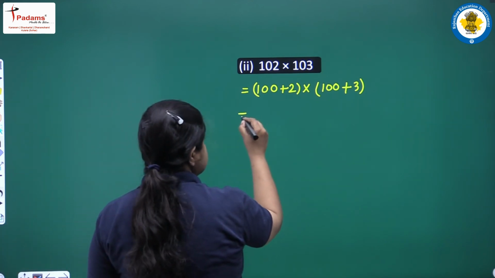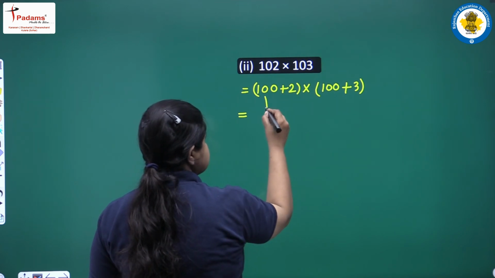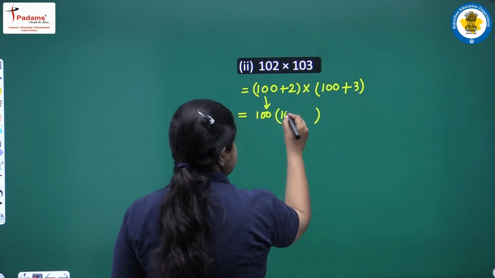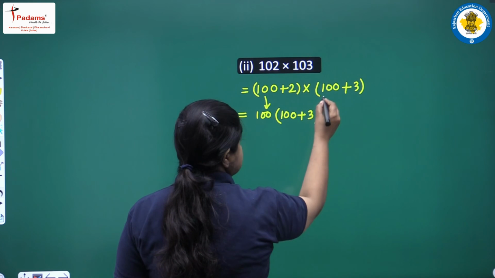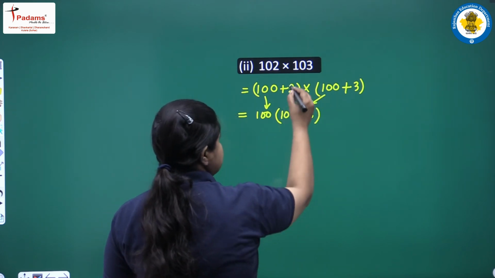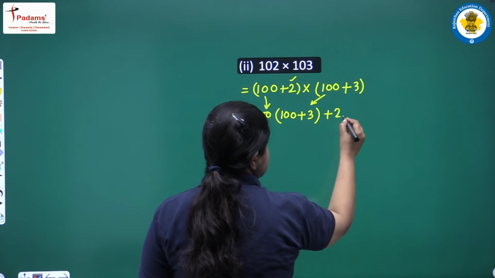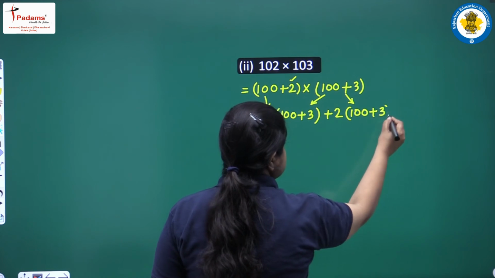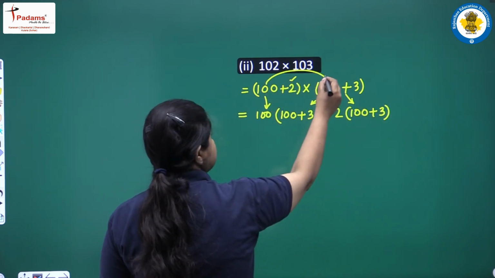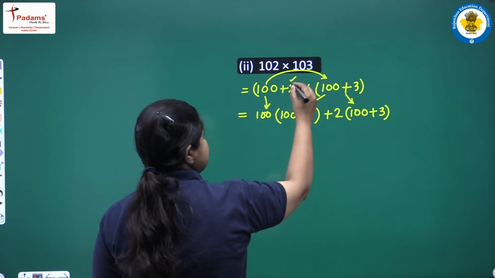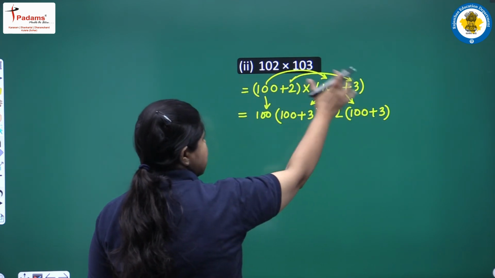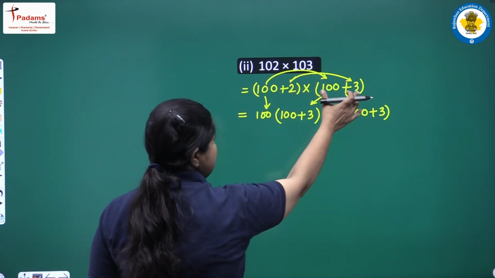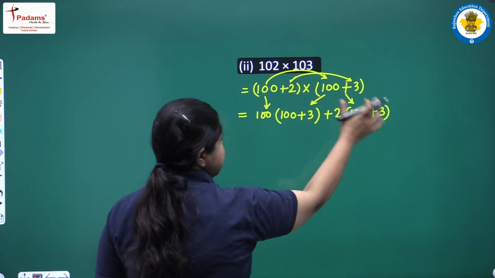Let us see. There are two brackets. First, we will write this number 100 and then write the second bracket completely, 100 plus 3. This bracket we have written. Then we will take this plus 2 and again take this bracket 100 plus 3. So, first we have multiplied this 100 with this complete bracket, and then we have multiplied this 2 by this complete bracket. Is it clear to you? 100 and then the second bracket, then plus 2 and then again the second bracket.